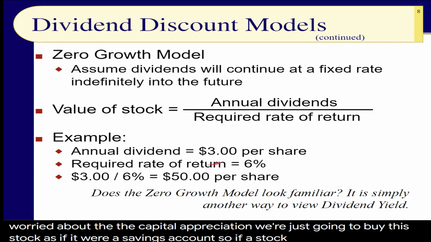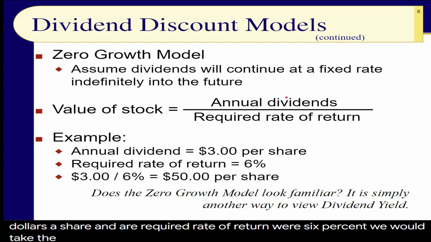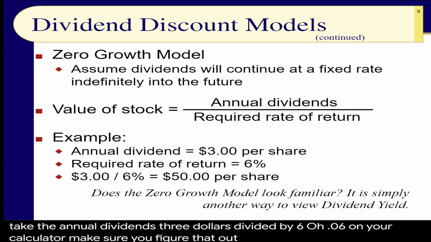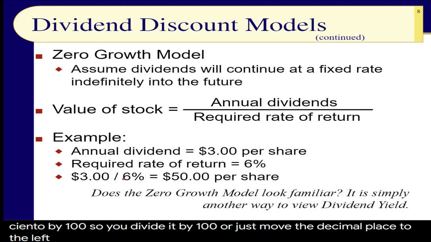So if a stock were paying us $3 a share and our required rate of return were 6%, we would take the annual dividends, $3, divided by 6%, and that's 0.06, by the way, 0.06 on your calculator. Make sure you figure that out. Remember, 6% is per 100, so you divide it by 100, or just move the decimal place to the left, 0.06, and you get $50 a share.